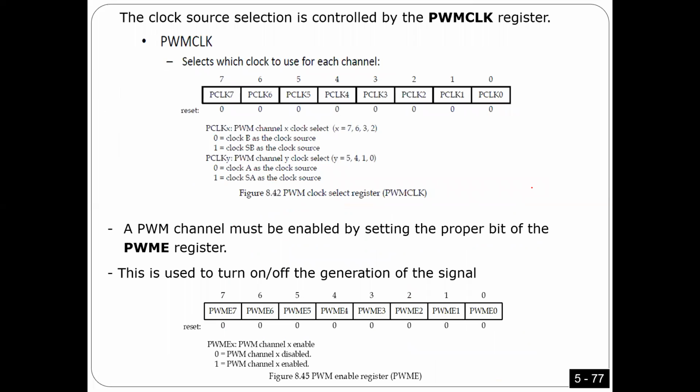Number 2, I told you for channels 0, 1, 4, 5, you can select the clock source to be clock A or scaled A.